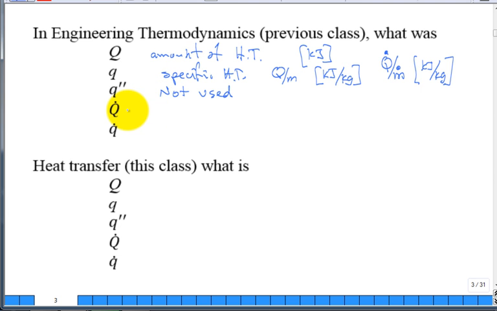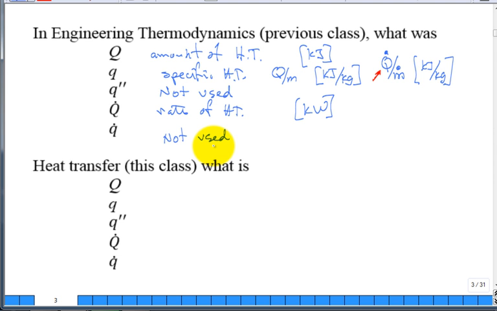What about Q dot? It was the rate of heat transfer. What units? Kilowatts, which is a kilojoule per second. So we used that a lot. Q dot. Is that the same right here? Is that what I'm talking about? Q dot? Yeah, that's what I'm talking about. What about lowercase q dot? It really wasn't used. I don't remember seeing it a lot. Maybe I saw it once or twice. Lowercase q dot?